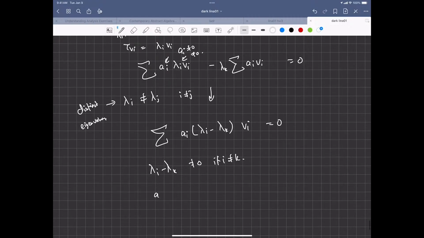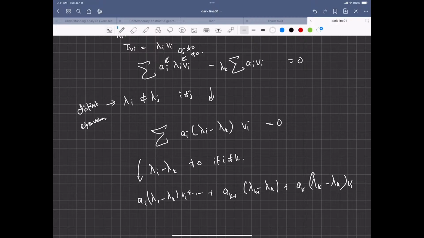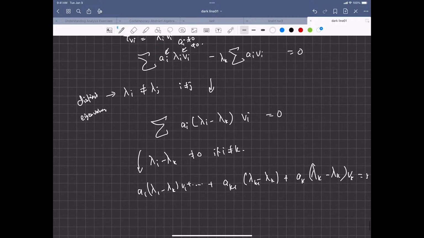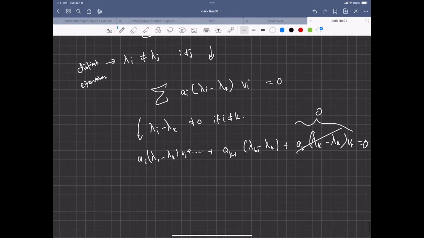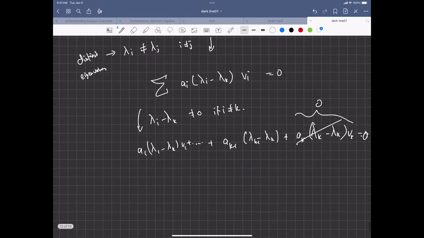So we rewrite this, expanding the sigma notation here. And then we have a k minus 1, lambda k minus 1 minus lambda k, plus ak, lambda k minus lambda k, of vk. But this last guy here, this is 0, so we just cancel that off.